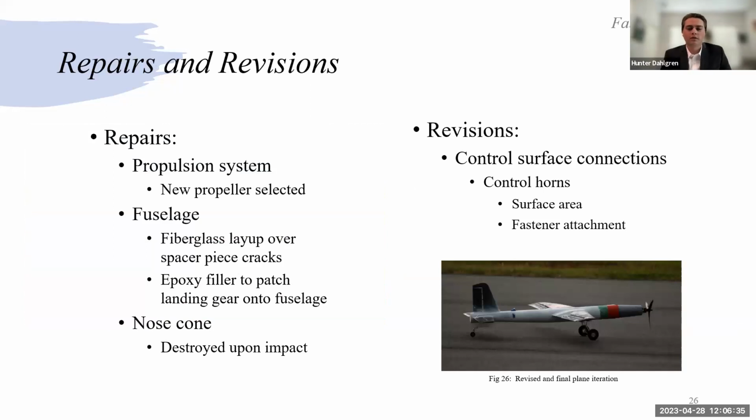So after that flight, only a couple things broke. Our propeller broke with the nosedive, so we had to find a new propeller. And then the fuselage, the nose cone broke completely, so we 3D printed a new one of those. And then about an inch of the fuselage, which attached to the nose cone, cracked. So we super glued the cracks together and then did a fiberglass layup over it to make sure it was structurally sound.